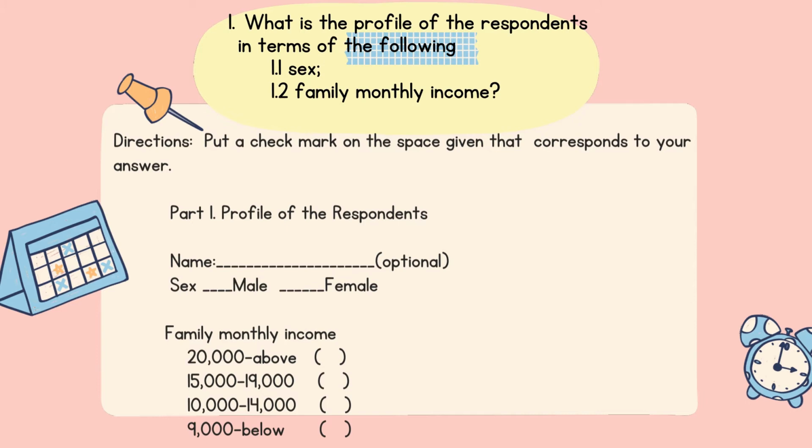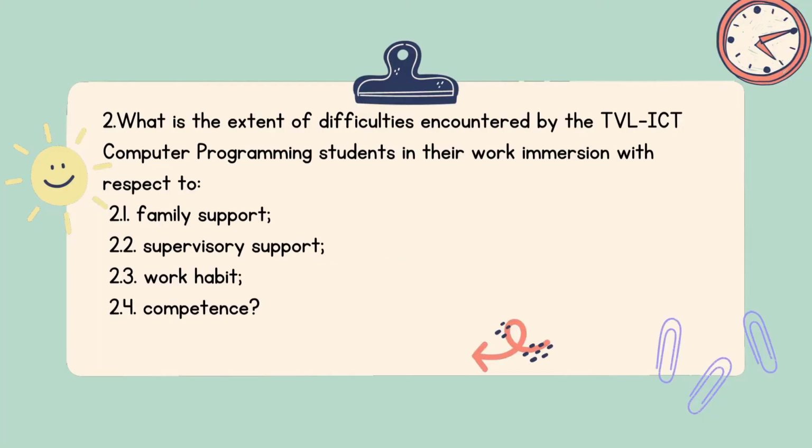Next is monthly family income. For easy interpretation later on, put a bracket. In our example, we have 20,000 and above, 15,000 to 19,000, 10,000 to 14,000, and 9,000 and below. That is part one of your questionnaire checklist, which is the profile of the respondents.